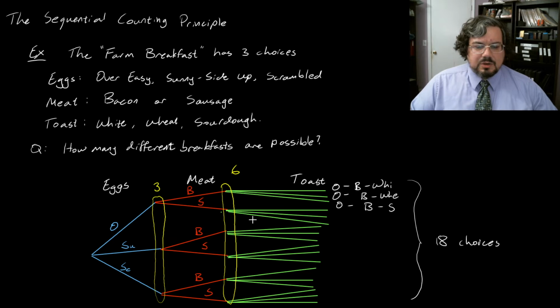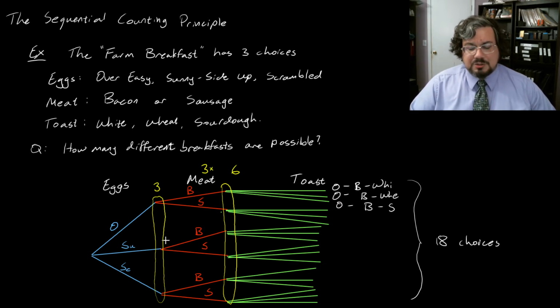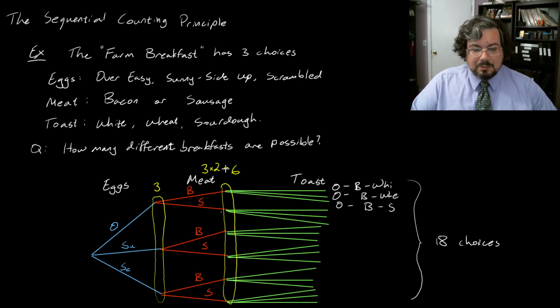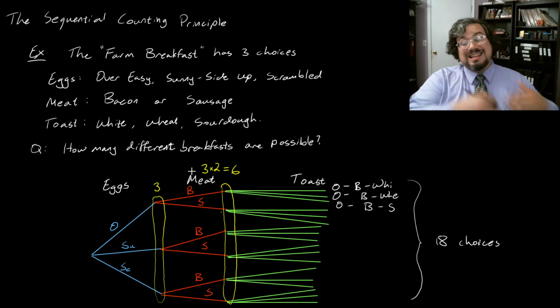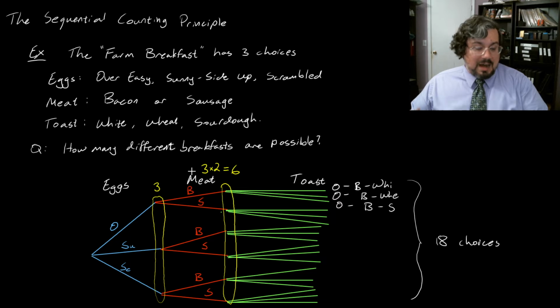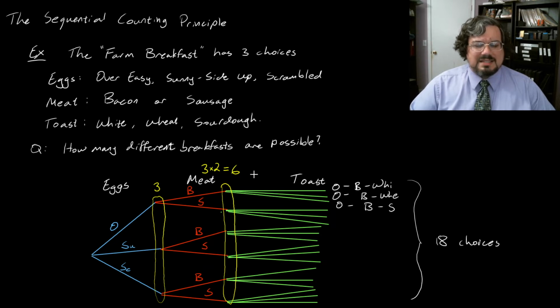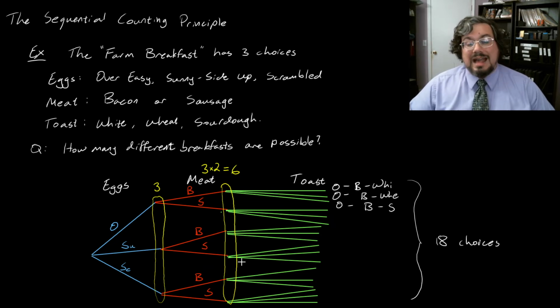And so we have 6 choices at this point, but that comes from the fact that we had 3 options for our first choice and 2 options for our second. Every option in the first choice led to 2 different options in the second, and each of those combinations gives us a different result. So we have 6 different possible egg and meat combinations.